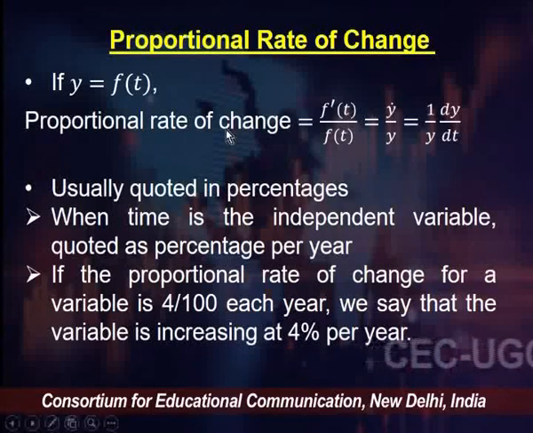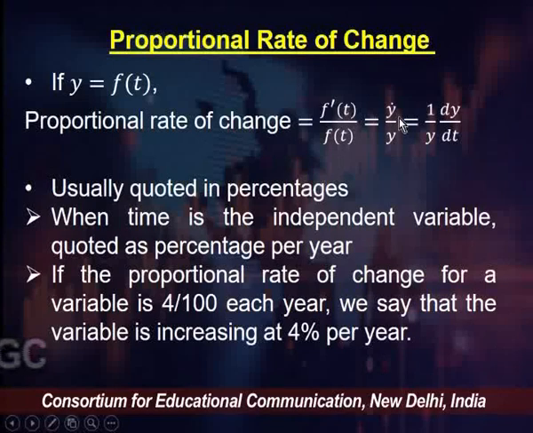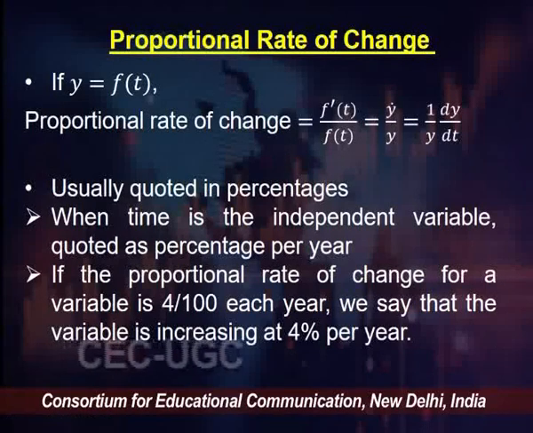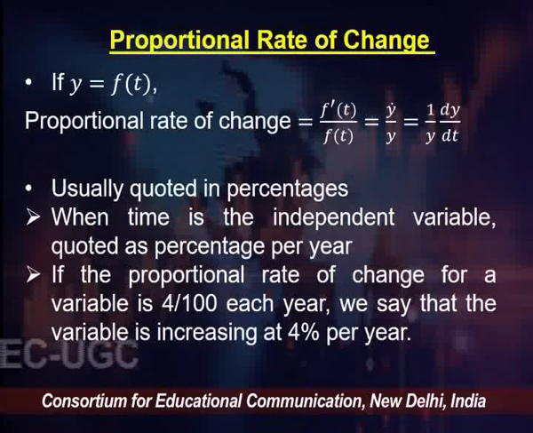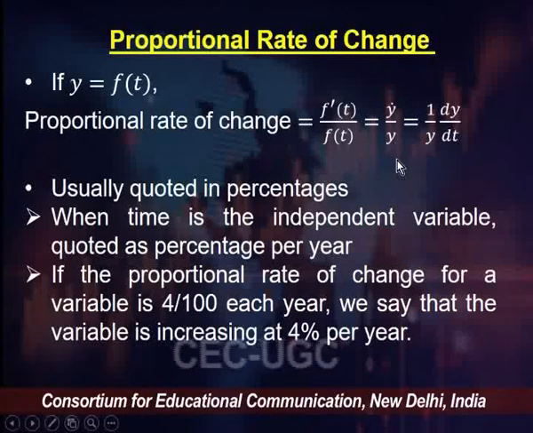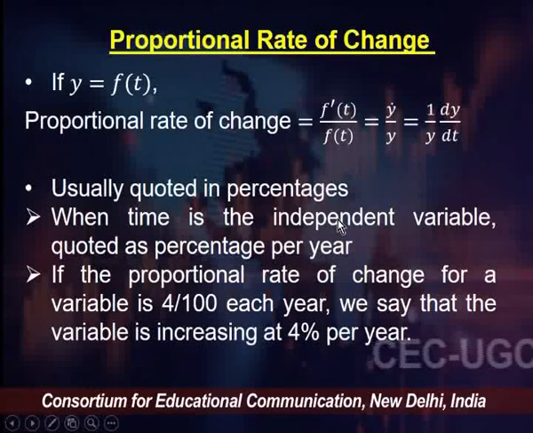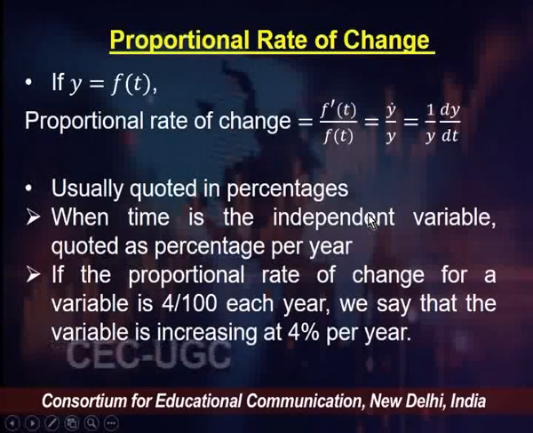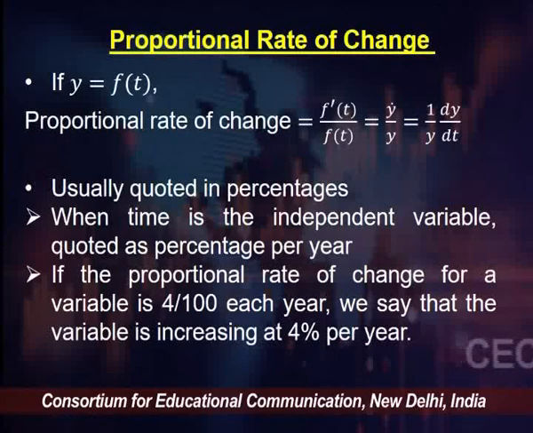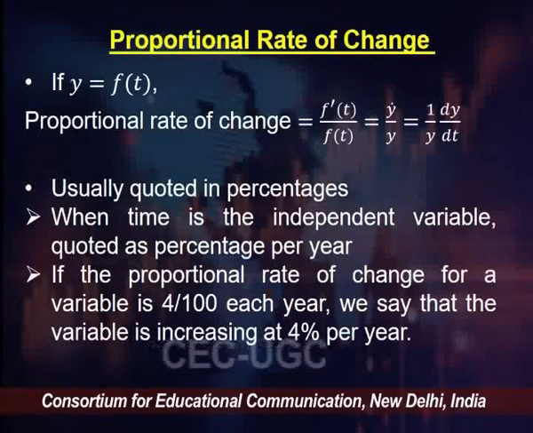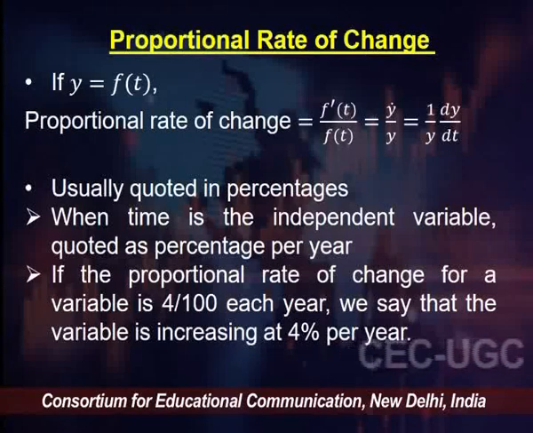So please note this particular notation, and this is something which we'll be using quite a bit whenever we take derivatives with respect to time. So basically, when y is a function of time, the proportional rate of change is 1 by y dy by dt or y dot by y. Note here that a proportional rate of change is usually quoted in percentages. So when time is the independent variable in particular, proportional rates of change are quoted in percentages per year.